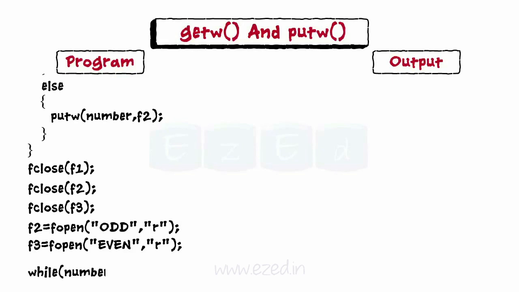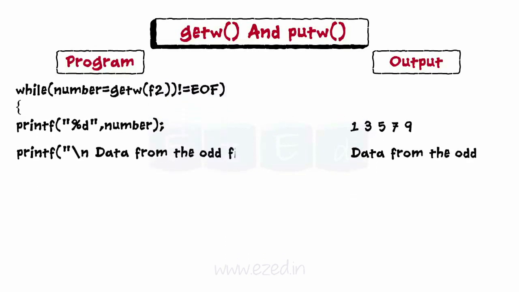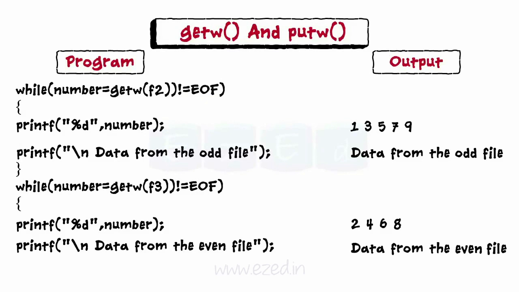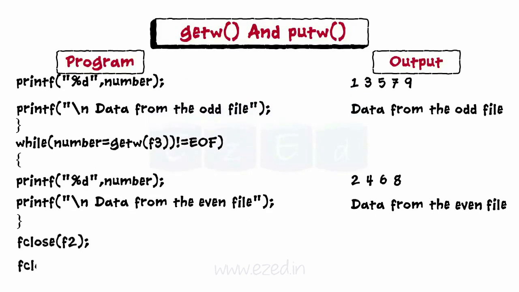A while loop is used here to get each number from the odd file till the end of file is reached, and the number is printed using the printf function. Similarly again, a while loop is used here to get each number from the even file till the end of file is reached, and the number is printed using the printf function. Lastly, we close both the open files and end the program.